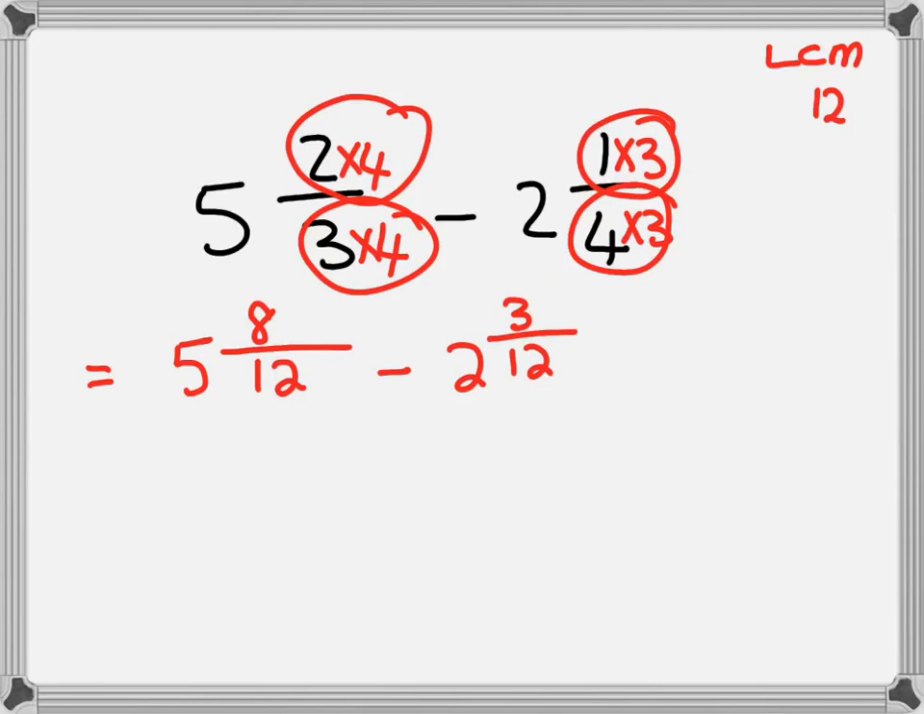Right. Now you can see denominators are the same. Minus is ready to go. Let's do it. 5 minus 2 is 3. 8 minus 3 is 5 over the denominator of 12. Did you get that? If you did, that's a good thing. If you didn't, we just practice some more.